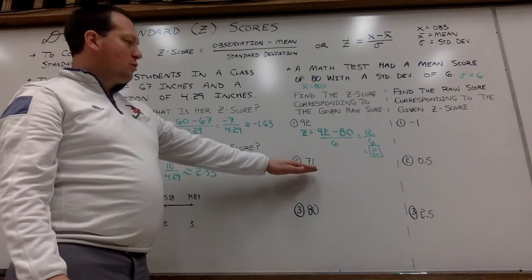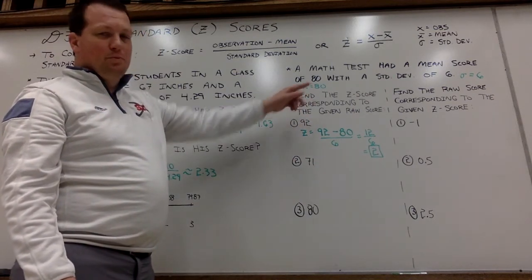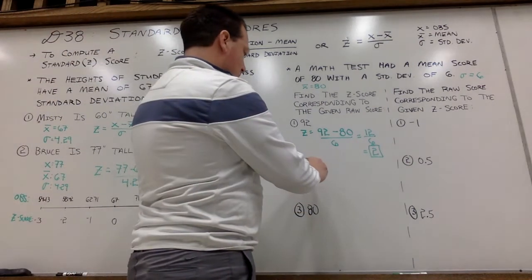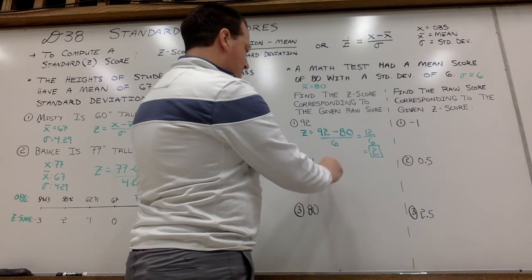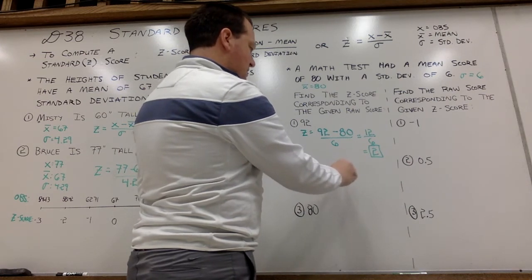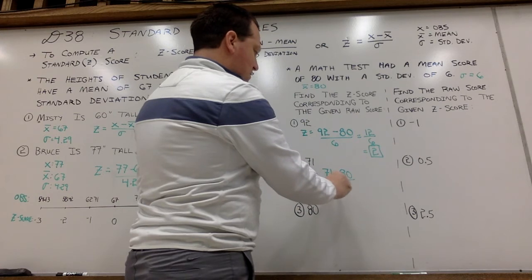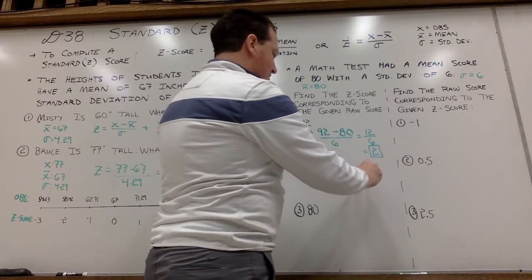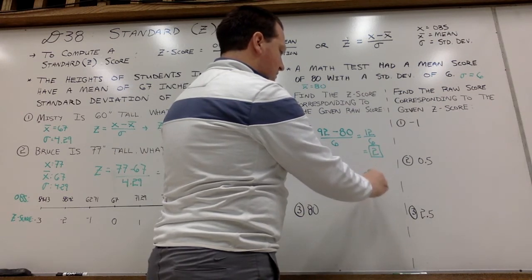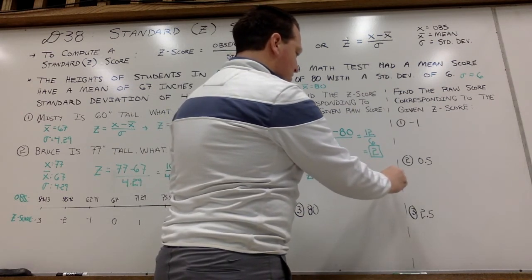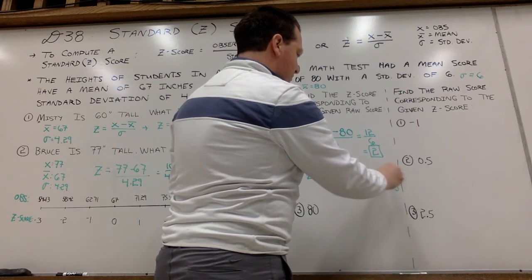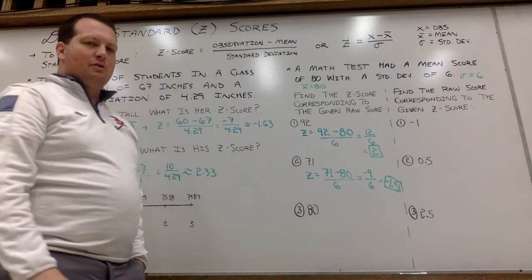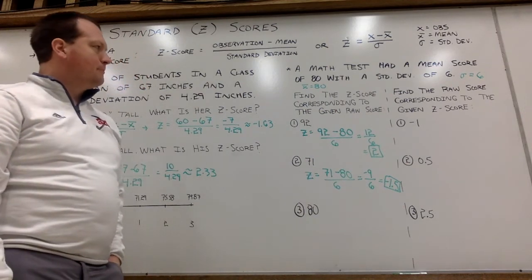If we had a student who scored below average, like a 71 is below 80, this z-score would be a negative number. So this z-score will be the observation 71 minus the mean 80 divided by standard deviation of 6. 71 minus 80 is -9. -9 over 6 gets me -1.5. So this student would be 1.5 standard deviations below the mean.